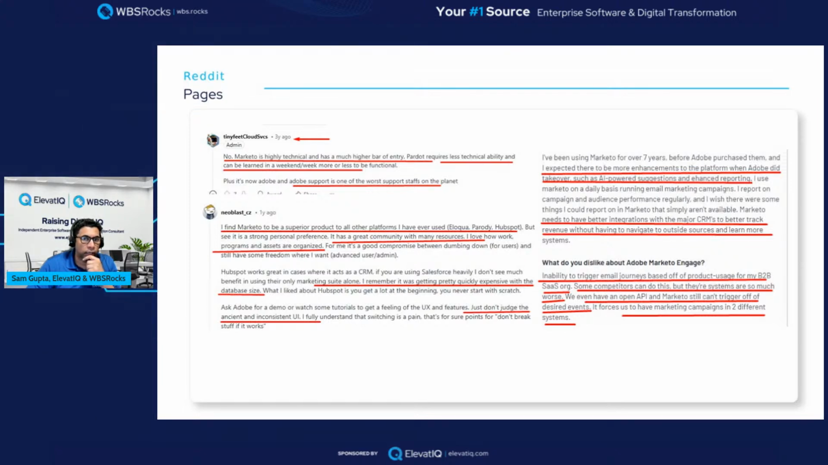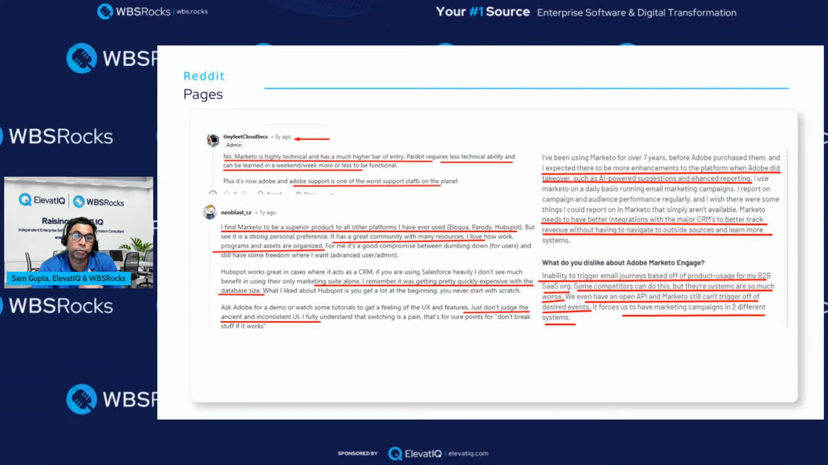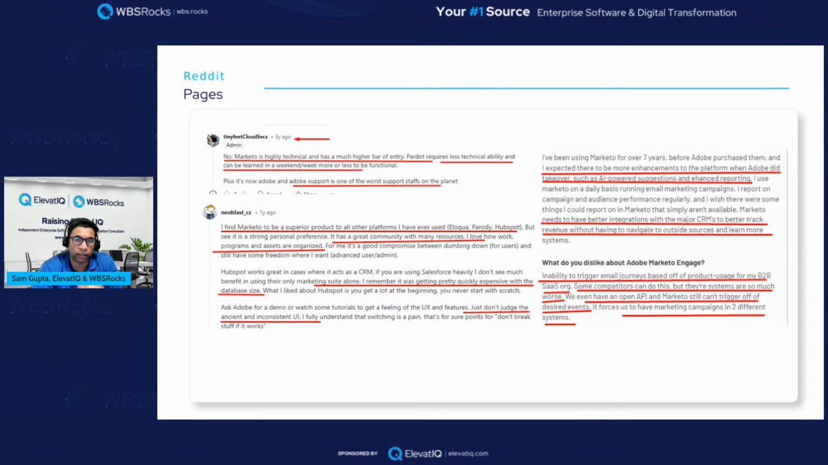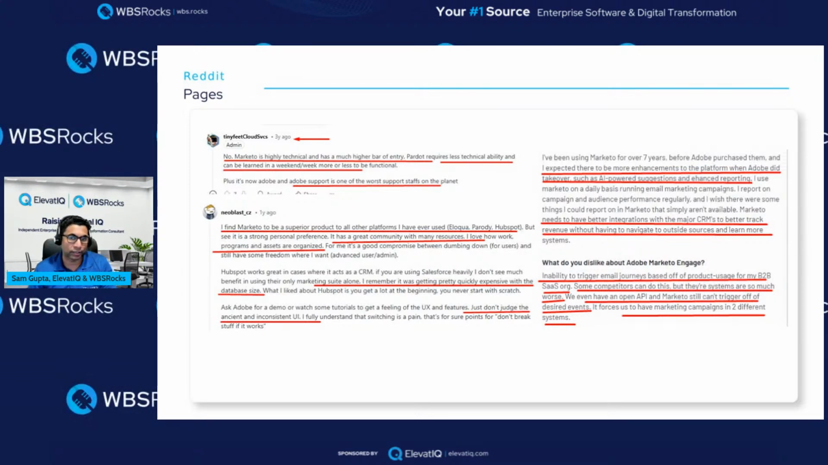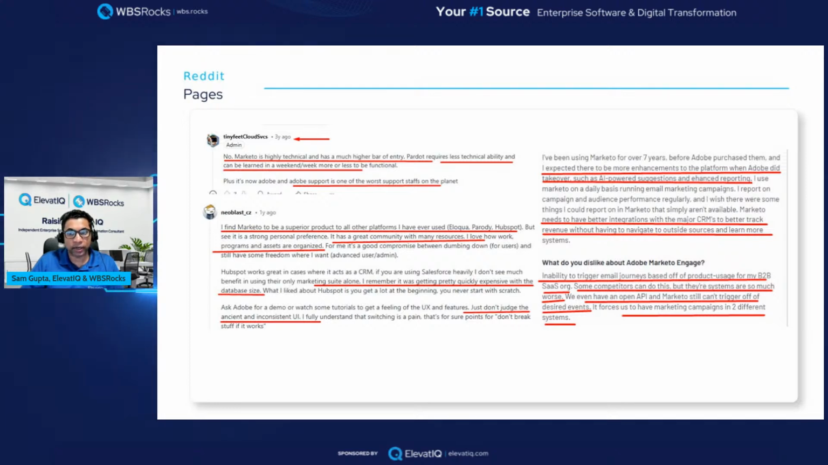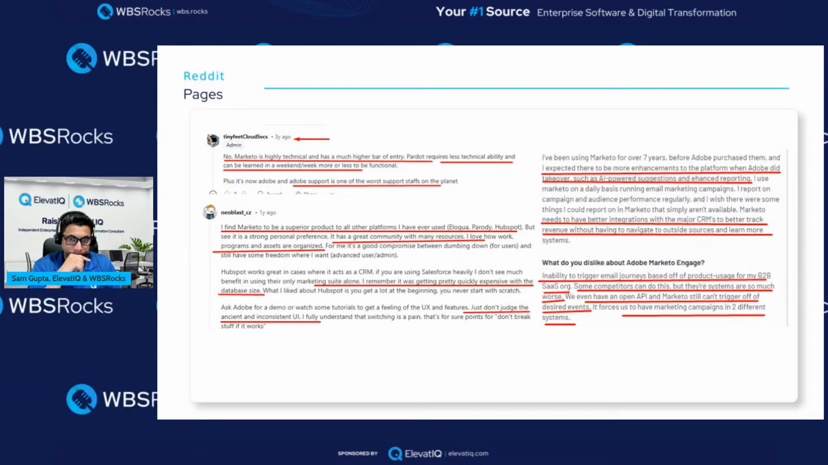1 year ago, they are saying, I find Marketo to be a superior product to all other platforms. I have used Eloqua, Pardot. I think they are saying Parody, but that must be Pardot, HubSpot. Then it has a great community with many resources. I love how work, programs, and assets are organized. So in this case, they obviously love this platform. And again, if you want slightly more consolidated experience, they are probably going to like this. So that would be the case why this user is liking it.